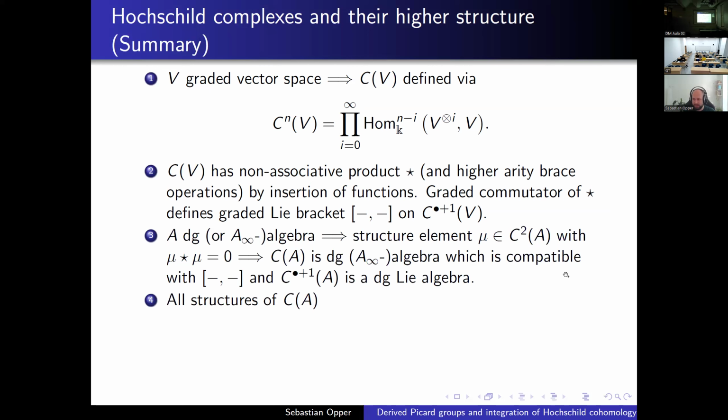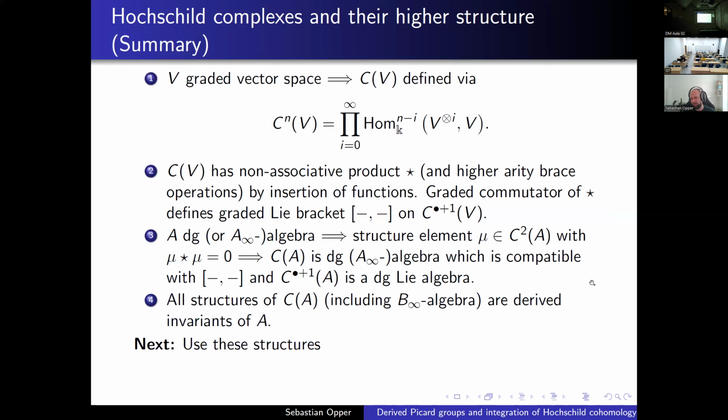And then what we see in the last bit is that all the structures that the Hochschild complex has, for example the B-infinity algebra structure, are derived invariant. So this is a very structurally rich object, which also has an intrinsic meaning in terms of derived equivalence.